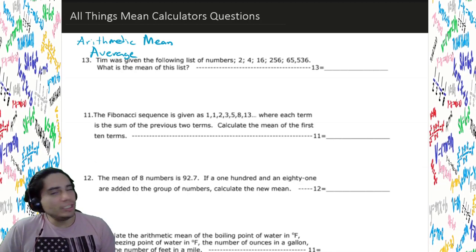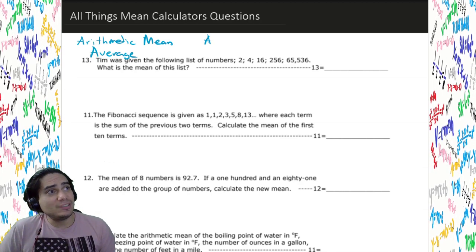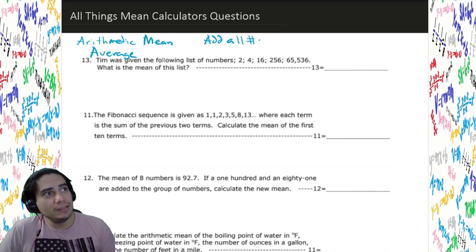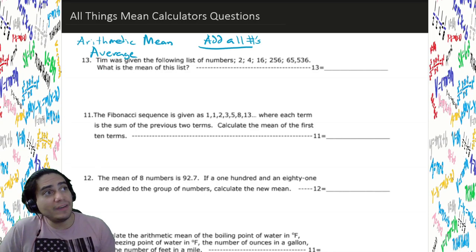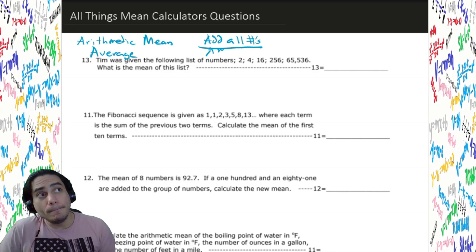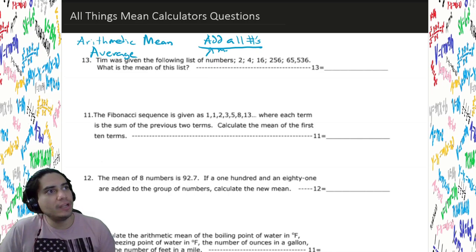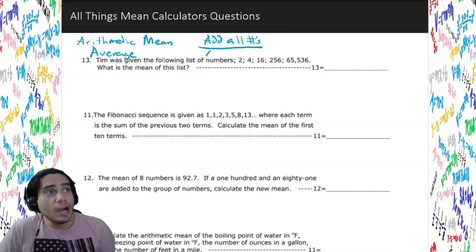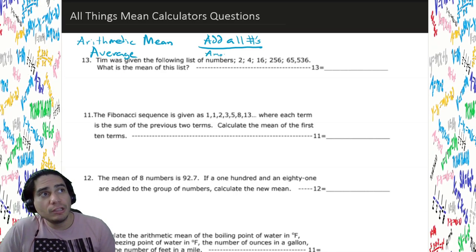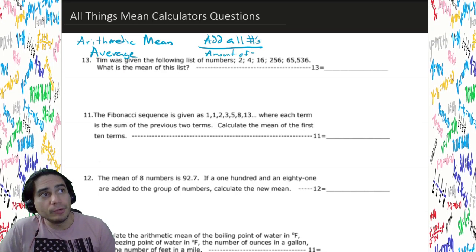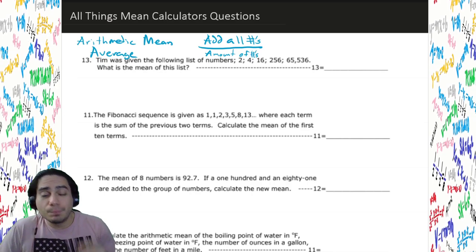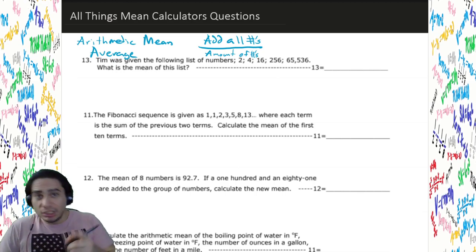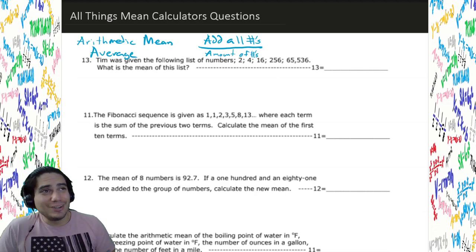Alright, so here's what we need to do. We basically need to add all numbers, alright? The number symbol. And then we're going to divide by our amount of numbers. Alright, ladies and gentlemen? It's pretty easy, but we do got to practice. And the more practice we do, the easier this becomes, alright? So let's go ahead and get it.